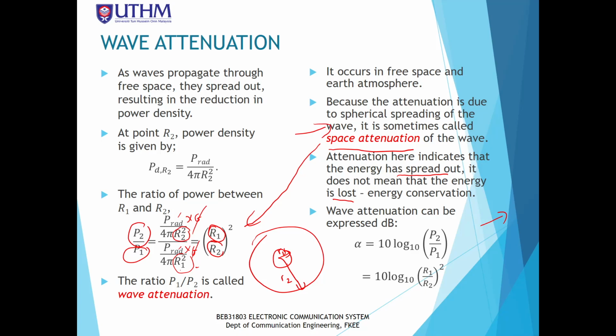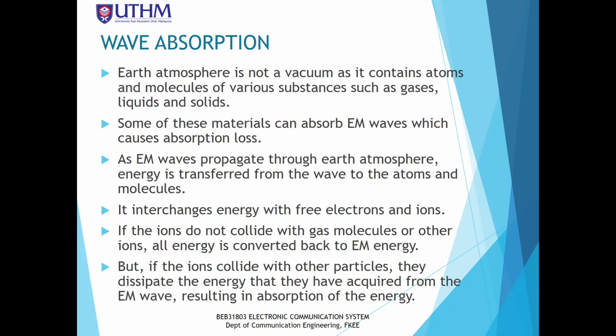Okay. So the wave attenuation can also be expressed in terms of decibels. So 10 log PD, this is actually PD2 divided by PD1. The power density at the outer layer divided by the power density at the inner layer. So it is equal to 10 log R1 over R2 squared.